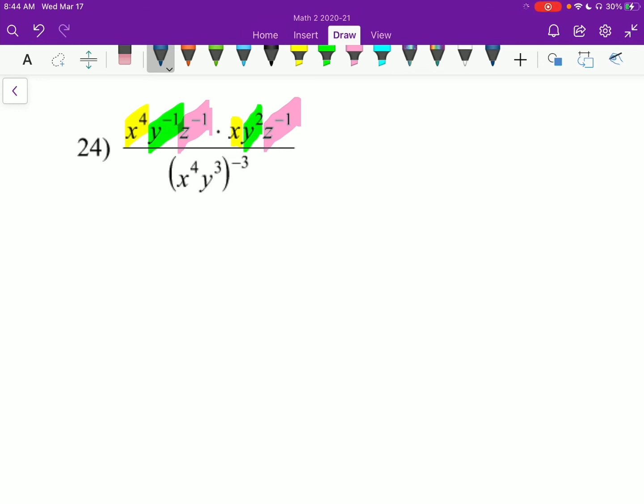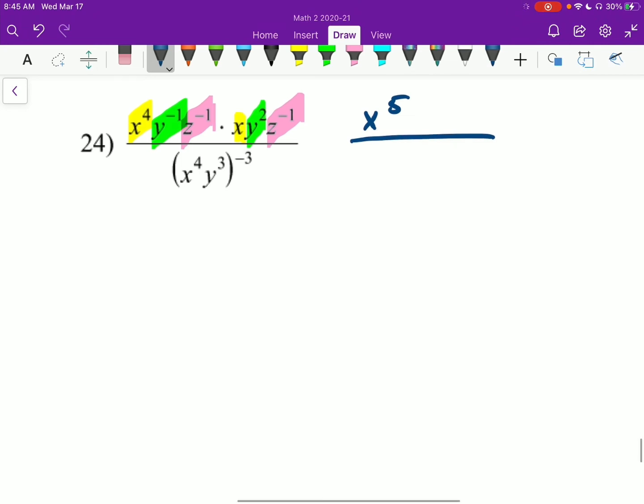So I have x to the 4th and x, so that'll be an x to the 5th. Y to the -1 and y to the 2, so it'll be -1 plus 2 will just be a plain old y. And then z to the -1, z to the -1 will be a z to the -2. The denominator will give me an x to the -12th, y to the -9th.